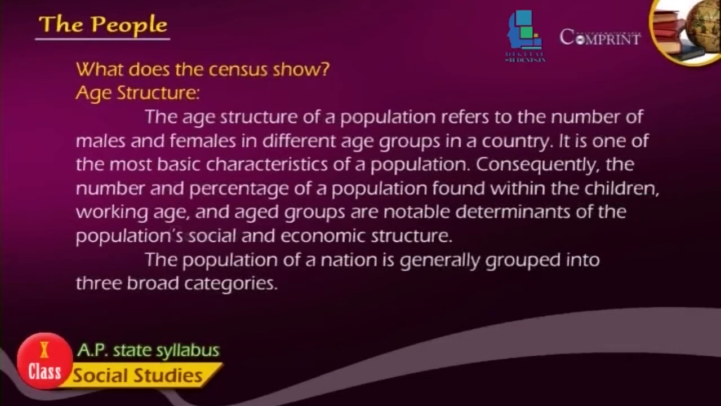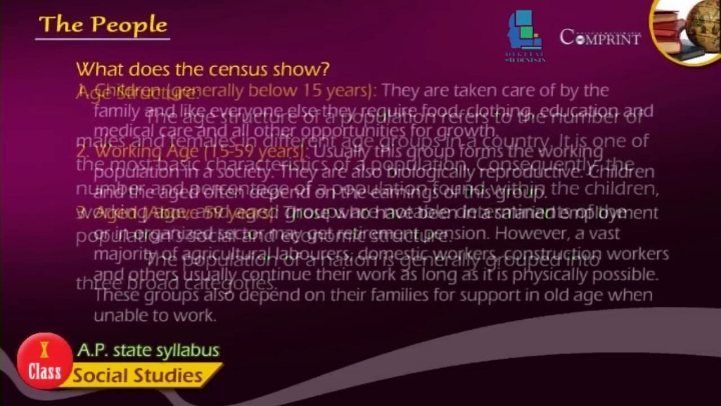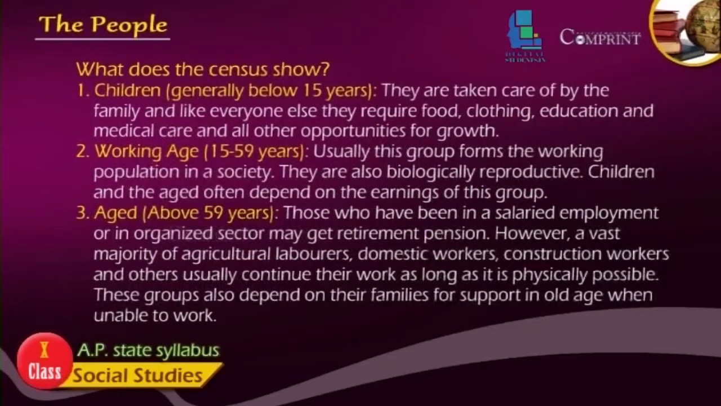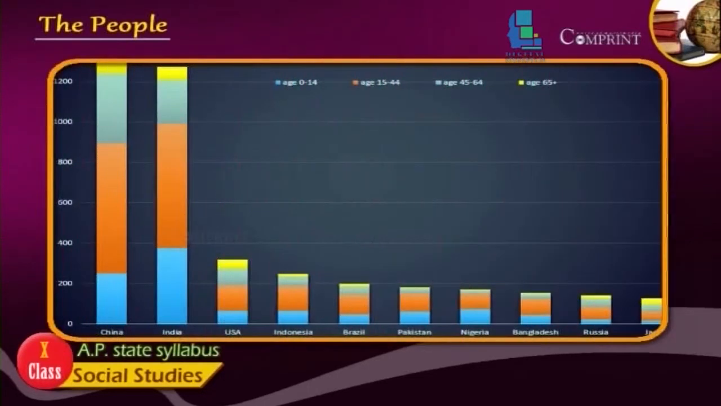The population of a nation is generally grouped into three broad categories. Children, generally below 15 years. They are taken care of by the family and, like everyone else, they require food, clothing, education, medical care and all other opportunities for growth.